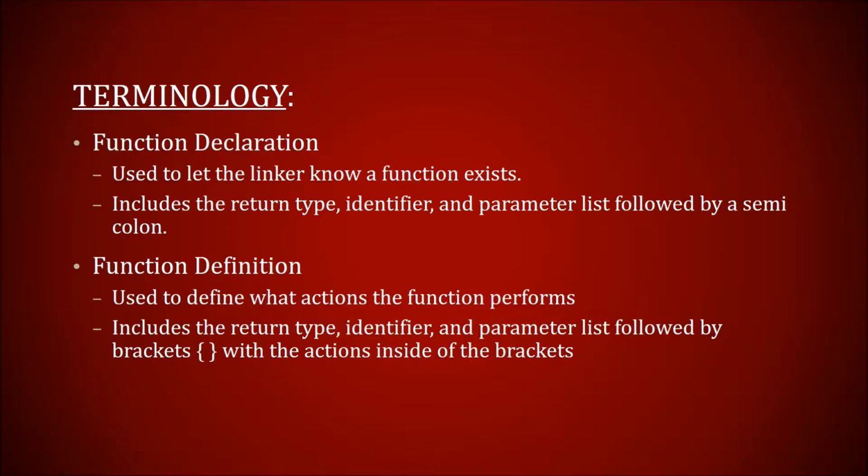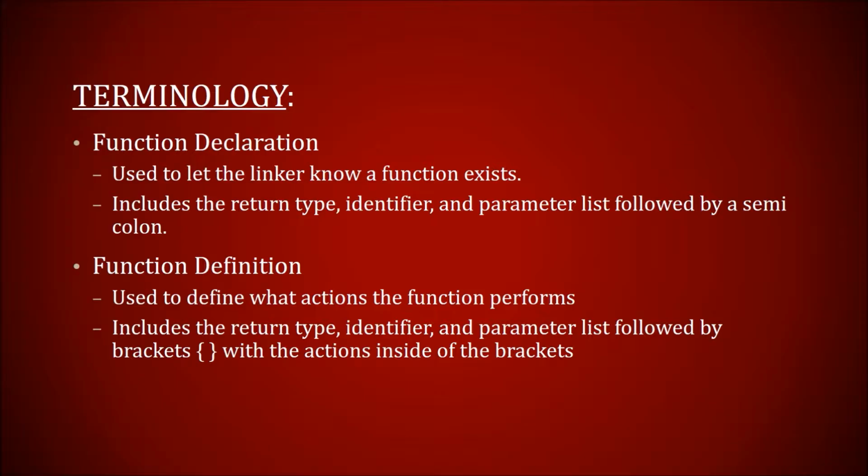So let's go over a little bit of terminology here. There's two types of things you should know, function declarations and function definitions. Declarations are used to let your linker know that a function exists somewhere past main. That way you can put all your functions below main, but you'll have kind of like a header above main just to let the linker know that functions exist. The way you make these is you include the return type, the identifier, and the parameter list, followed by a semicolon. You'll see more about what that all means later on in the video.